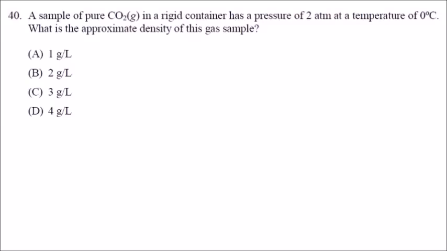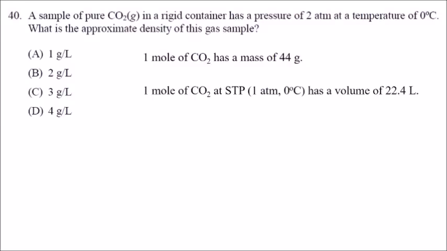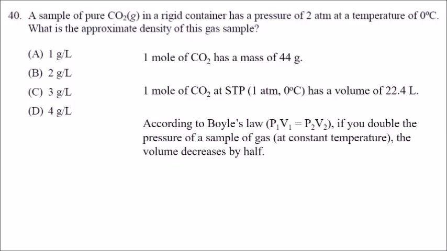What do we know about CO2? Well, we know that 1 mole of CO2 has a mass of 44 grams, and we know that if we were at STP, which is 1 atmosphere and 0 degrees Celsius, the volume would be 22.4 liters. Now we're not at STP. We have a temperature of 0 degrees Celsius, but we have a pressure of 2 atmospheres. So according to Boyle's law, if you double the pressure, then the volume decreases by half. So instead of 22.4, we would have a volume of 11.2 liters because we have 2 atmospheres and 0 degrees Celsius.